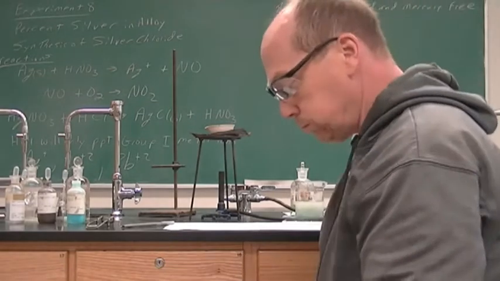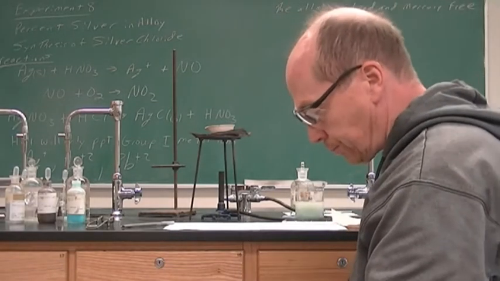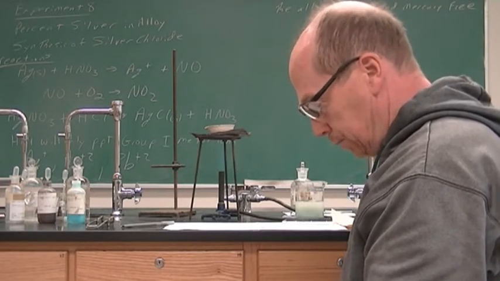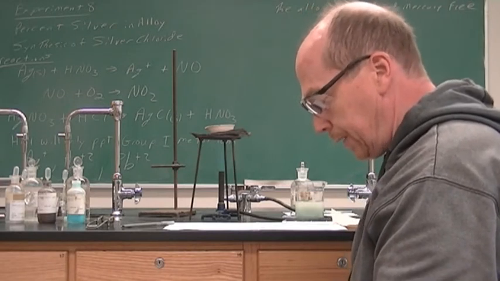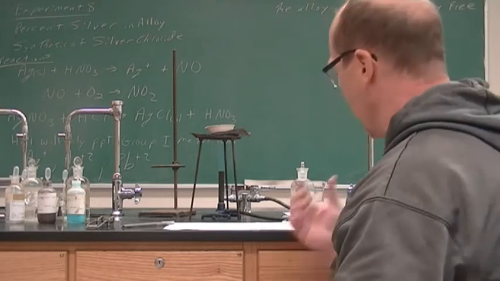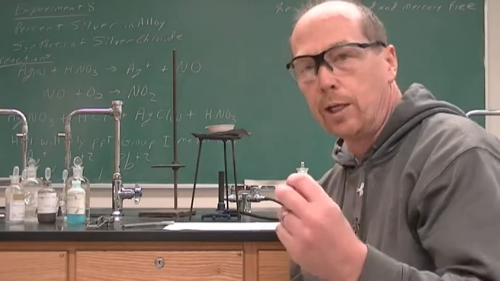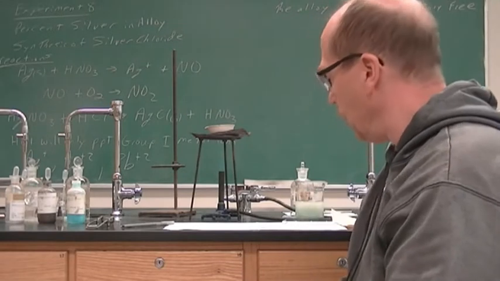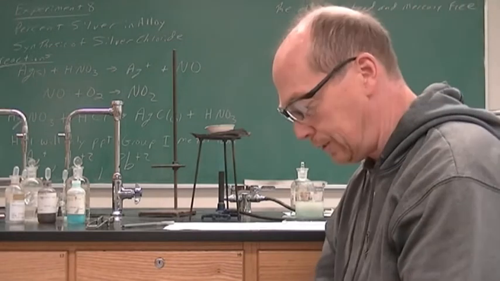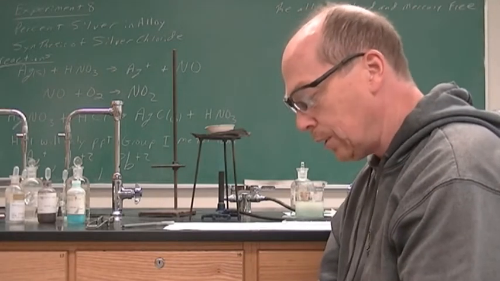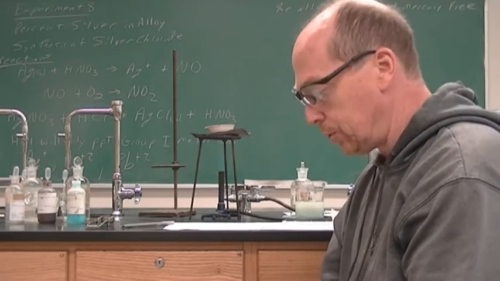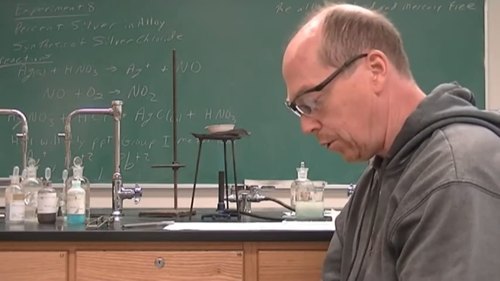All right, so we transferred, and we're going to heat this until the silver is thoroughly dry, and then we're going to cool it, and then we're going to weigh it, and then by subtraction we will have our mass of silver. That silver came from the alloy, which weighed 0.7878 grams, and so simply part over whole times 100 will give us our percent silver in the alloy.